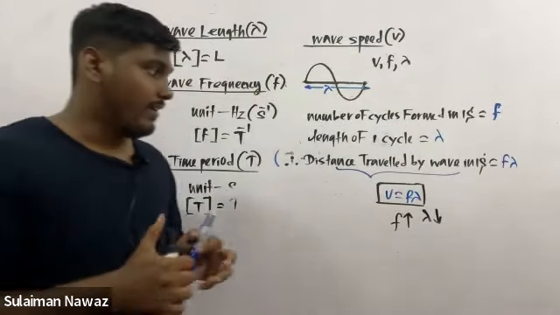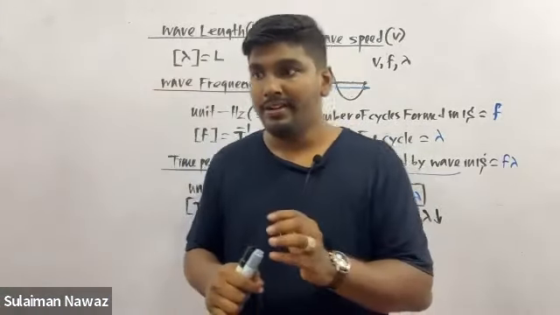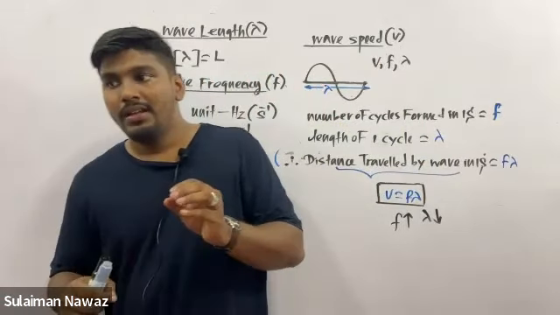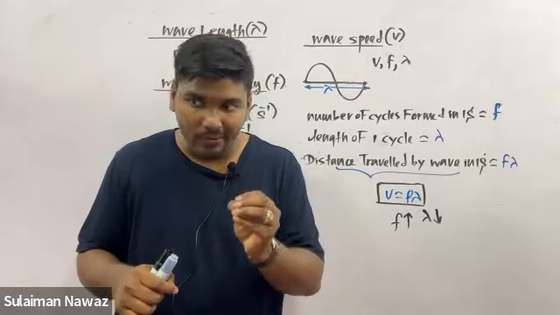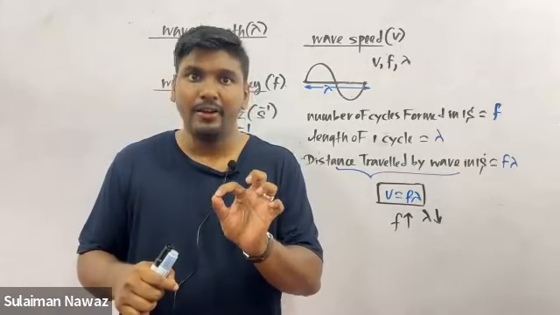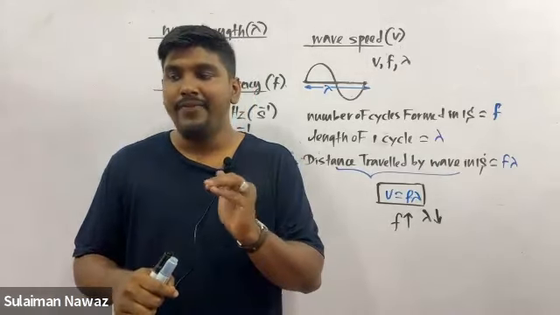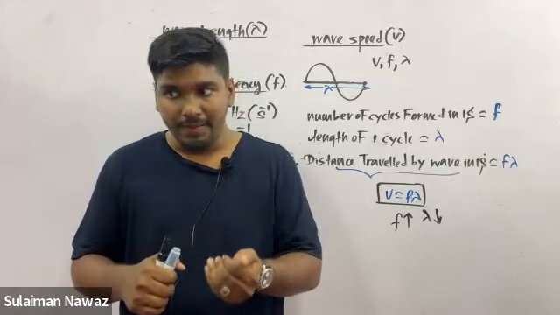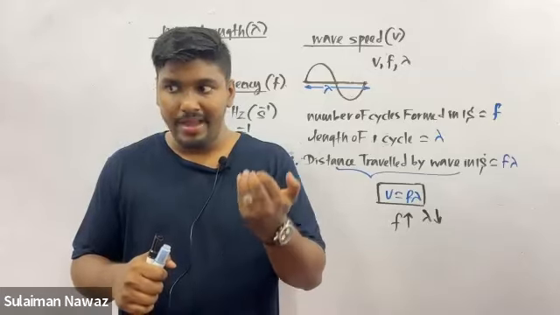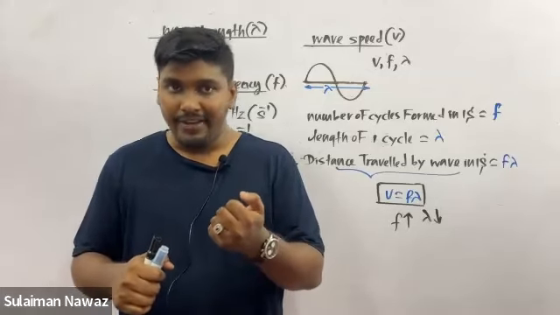So therefore, take the red color pen and write down: the wave speed in a medium is independent of the wavelength (lambda) and frequency (f). The wave speed in a medium is independent of wavelength lambda and frequency f.